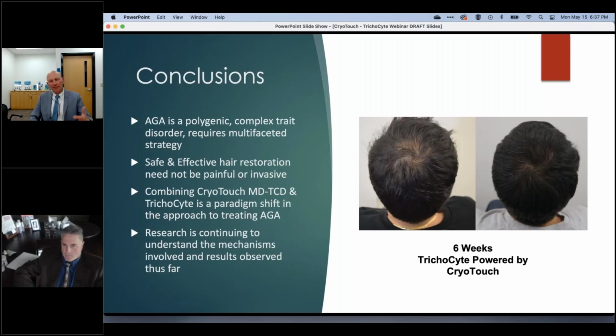So hopefully, as we conclude, you recognize that while we understand AGA is polygenic, it's complex. And so the combination of therapies that we talked about today are bringing about significant improvement in a much quicker time than one alone. Second, this is safe and effective. There's no chance of the side effects that other technologies or other modalities have brought about, and there's certainly no need to do microneedling or any other sort of invasive procedure.